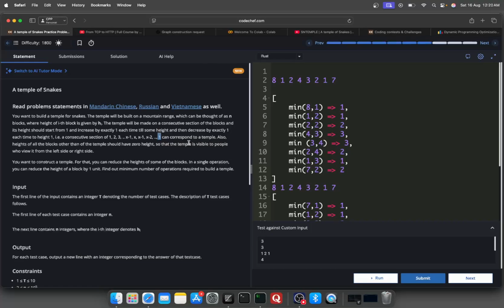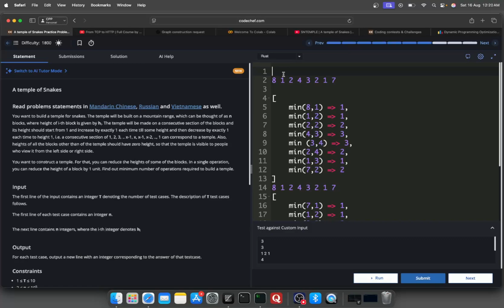a temple. Also, the height of all the blocks other than the temple should be zero, so that the temple is visible to people who view it from the left side or the right side.